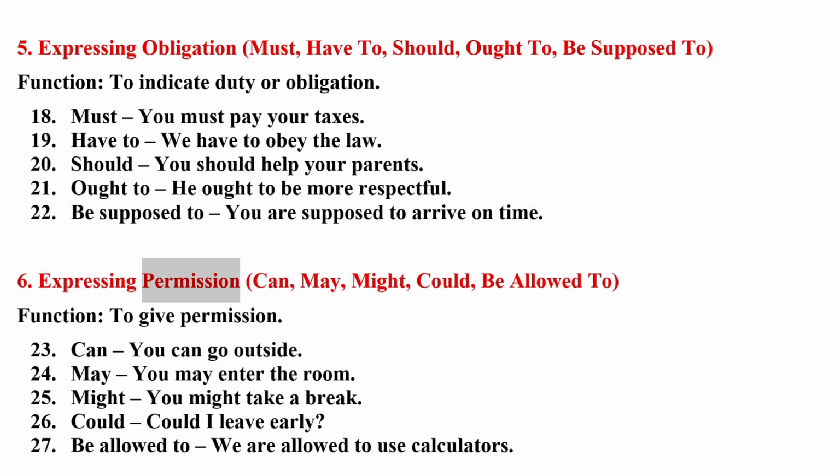6. Expressing permission: can, may, might, could, be allowed to. Function, to give permission. Can, you can go outside. May, you may enter the room. Might, you might take a break. Could I leave early? Be allowed to, we are allowed to use calculators.